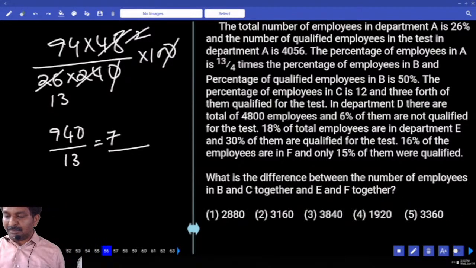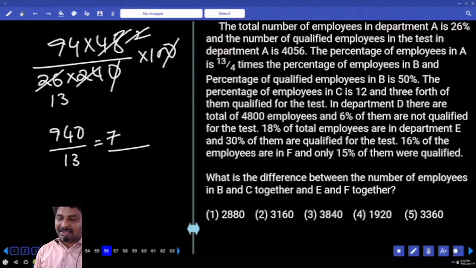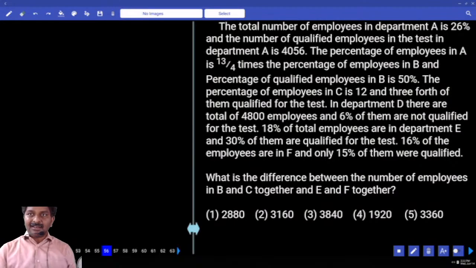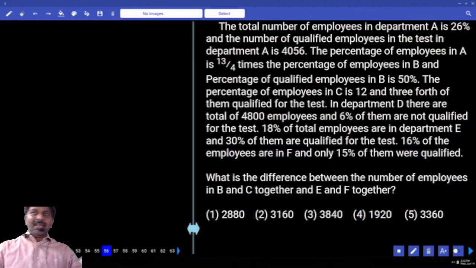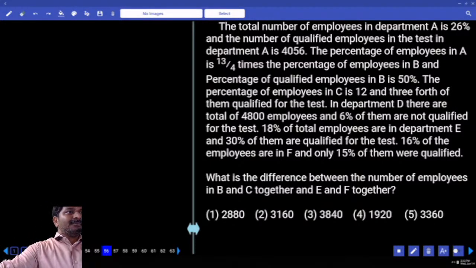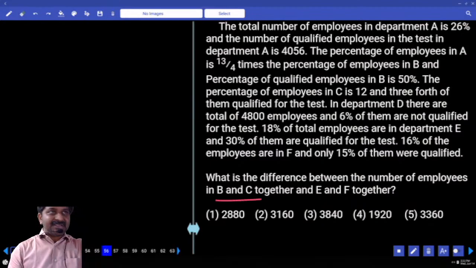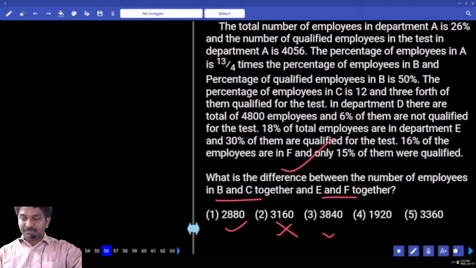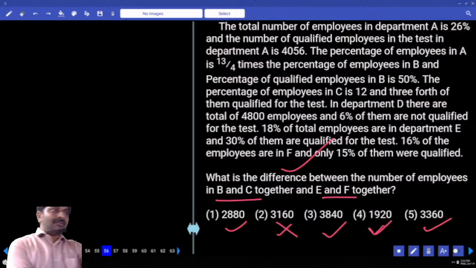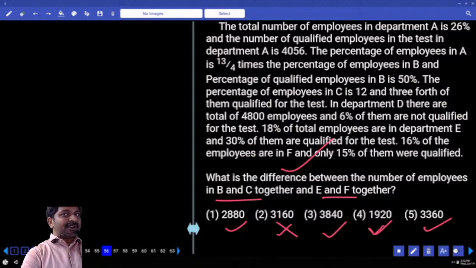What is the difference between the number of employees in B and C together, and E and F together? Meanwhile, I identified that the 1% value, 240, is a 3 multiple. So the sum of BC is a 3 multiple, EF is a 3 multiple, and the difference is also a 3 multiple. I could eliminate only one option. If I can eliminate 4 options, I don't even solve the question.